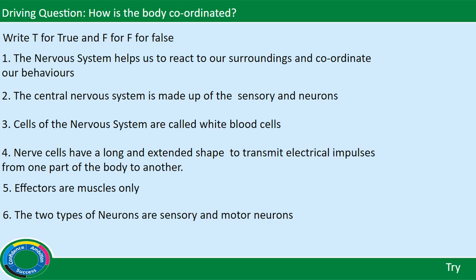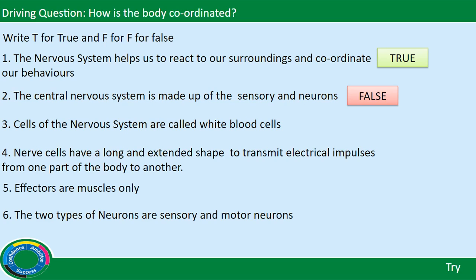Brilliant. Number one, the nervous system helps us to react to our surroundings and coordinate our behaviors. True. Those are the two main functions of the nervous system. Question number two, the central nervous system is made up of sensory and motor neurons. That is false. We've mentioned before that there are two parts of the nervous system: the central nervous system, which consists of the brain and spinal cord, and the peripheral nervous system, which is made up of sensory and motor neurons.